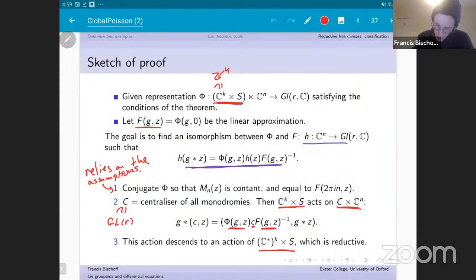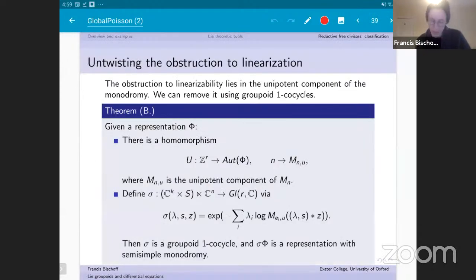So if we want to do a classification, the next step is to untwist this obstruction. And we can do this using groupoid cocycles. Okay, so there's a construction of this. The first thing is that we can construct a homomorphism from this lattice Z^k to the automorphism group of the representation. What we do is we just take the monodromy, which was an automorphism, and we take its unipotent component. That still gives us an automorphism.